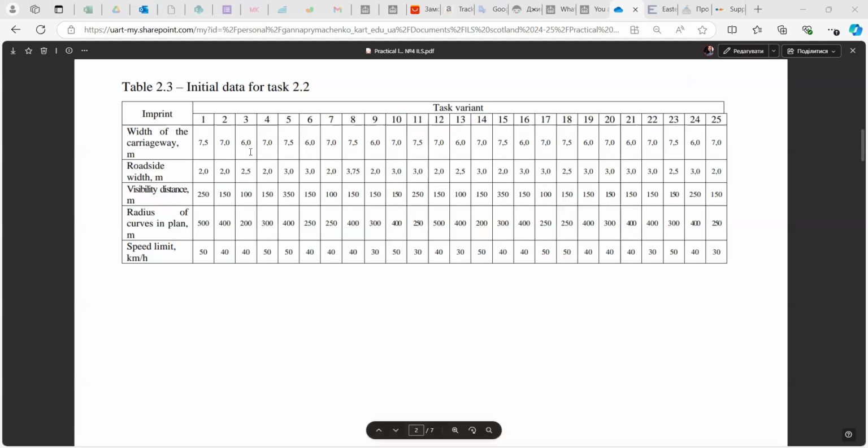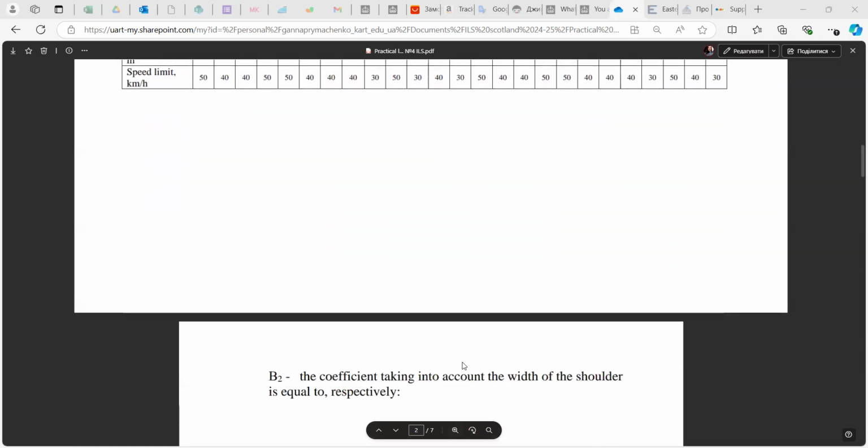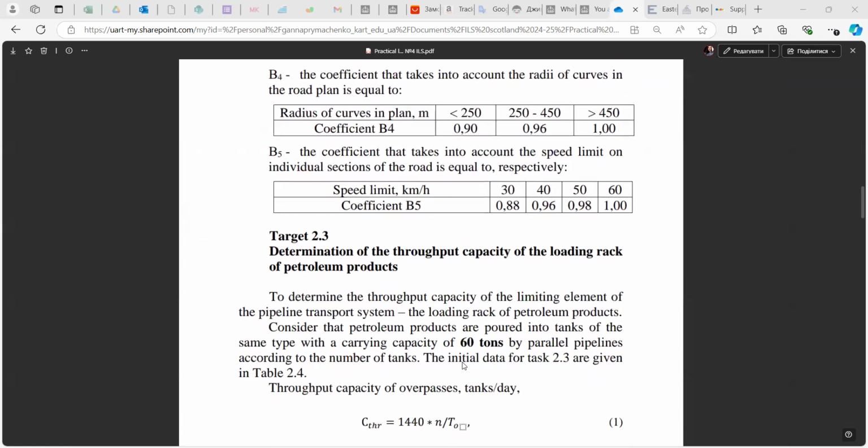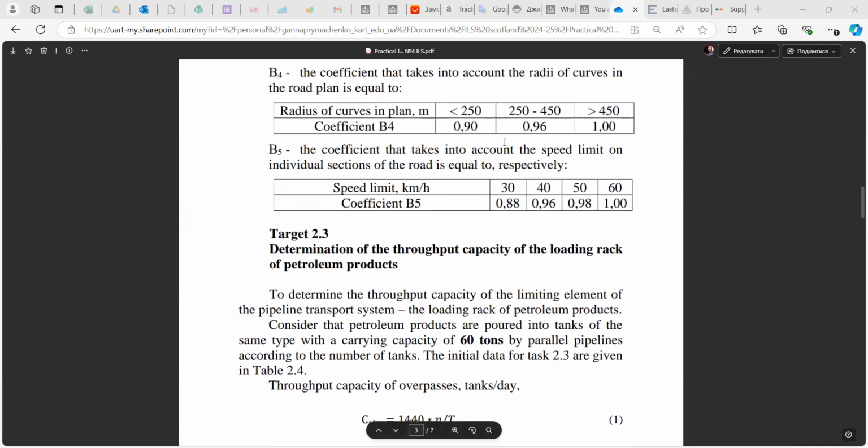Okay, now we need to remember the second parameter, in the end of our table. It is the radius of curves in plane in meters. Remember it for your variant. And we need to come back to our table. This is coefficient B with index 4. Please find how much your coefficient B with index 4 is. It is, for example, 0.90 or 0.96 or 1.